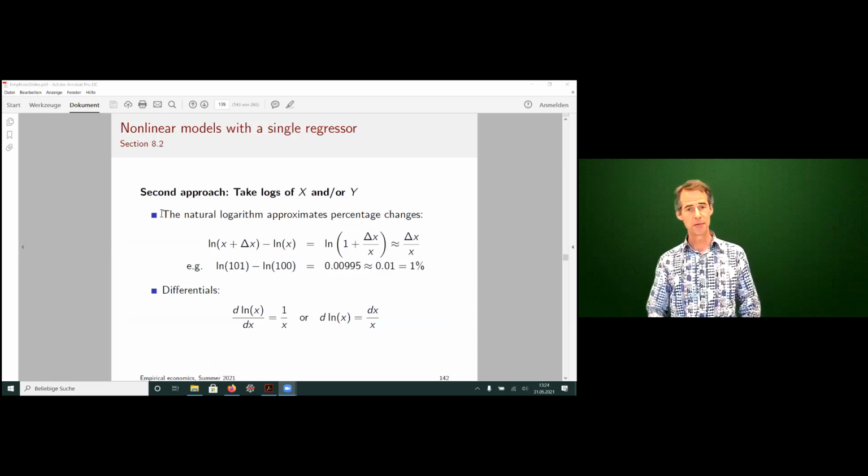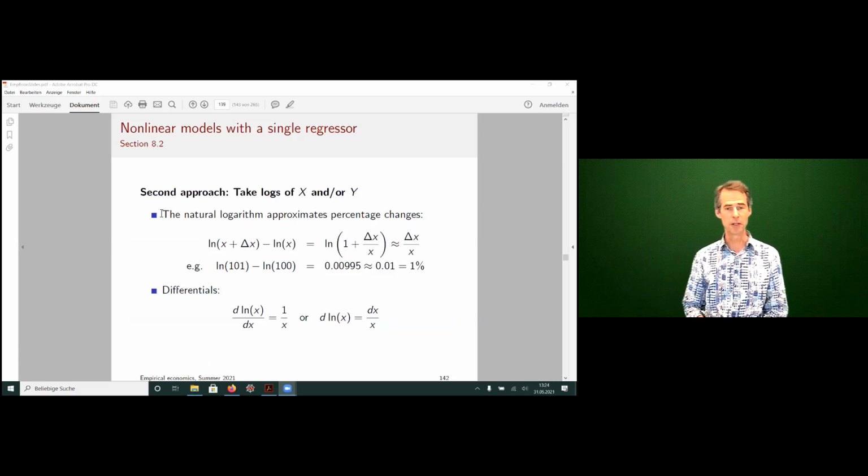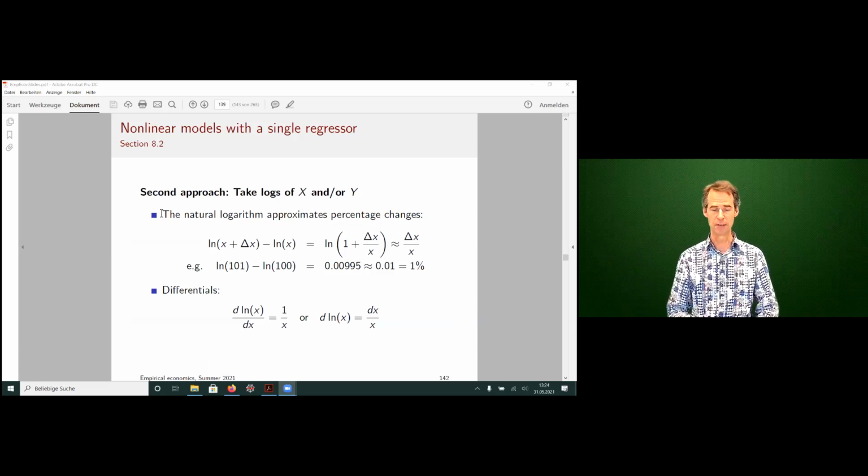All right, so we've seen that it's possible to use polynomials to approximate a nonlinear relationship between the x and the y variable in a certain range. And we've also seen that if you go outside that range or even at the tails of that range, then the approximation might give unreasonable results. So we now have a look at a second approach to modeling nonlinearity within the framework of the multiple linear regression model. And this second approach has to do with logarithms.